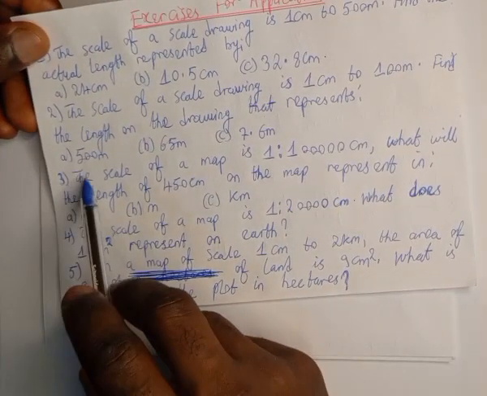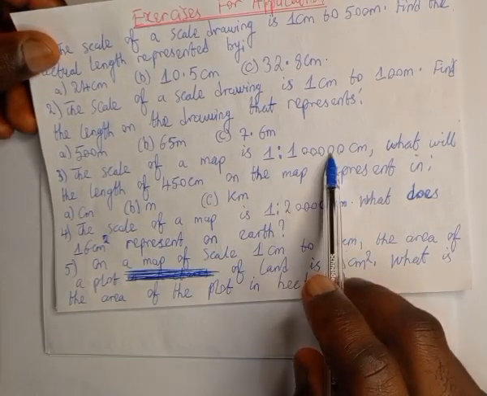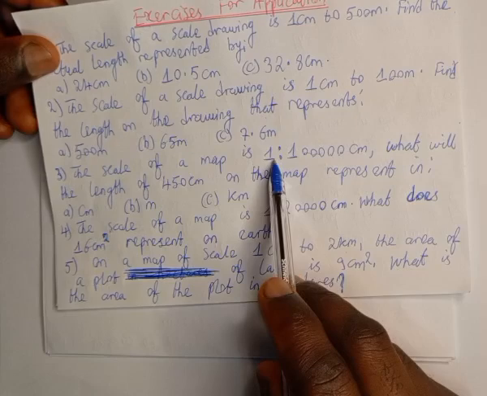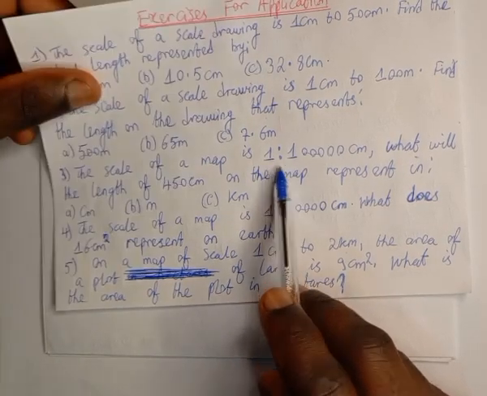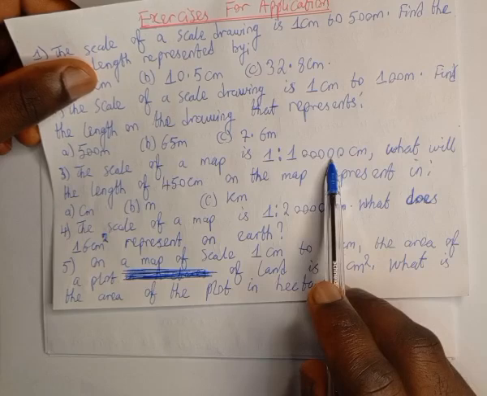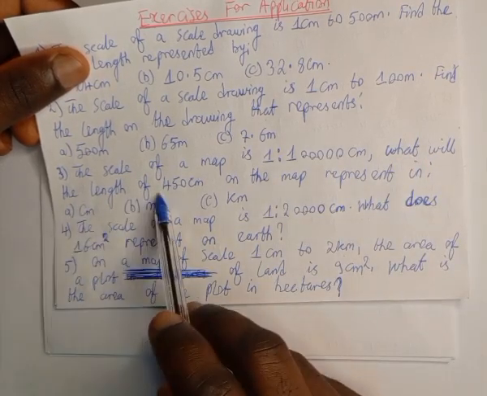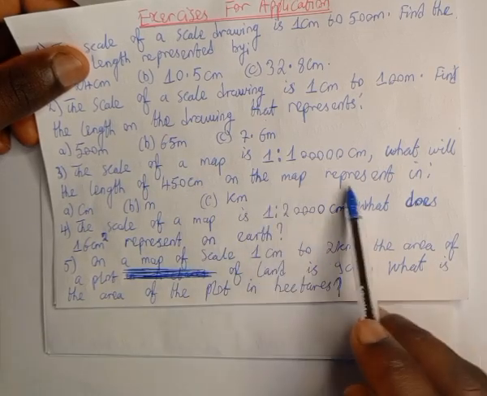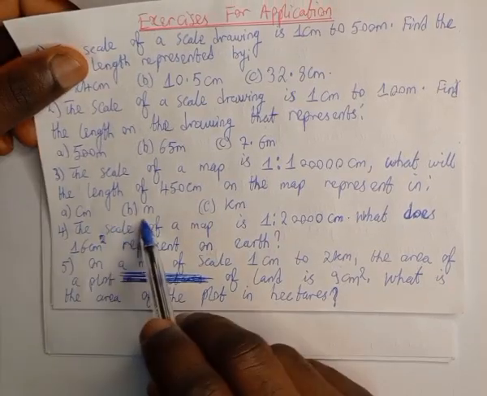We go to question 3. The scale of a map is 1:100,000. It simply means for 1 centimeter we take on the map, it is equivalent to 100,000 centimeters on Earth. What will the length of 450 centimeters on the map represent in A. Centimeters, B. Meters, C. Kilometers?